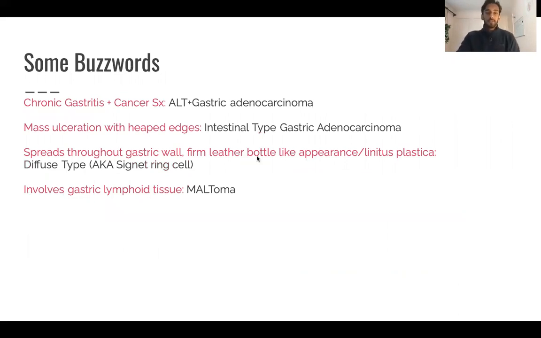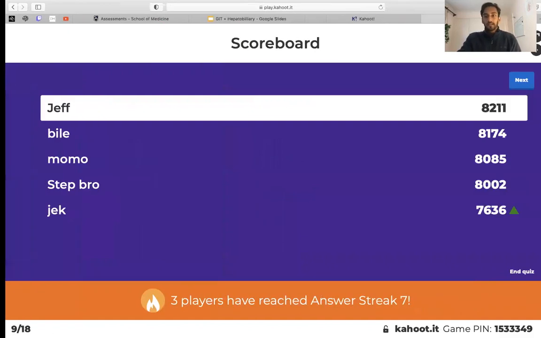Some buzzwords for you guys to note, once again very pathology related, are here. If you have an ulceration with heaped edges, you're worried about intestinal type gastric adenocarcinoma. Your classic linitis plastica is your leather bottle-like appearance, so that's your diffuse type. And then if it involves lymphoid tissue, MALToma. Next Kahoot question.